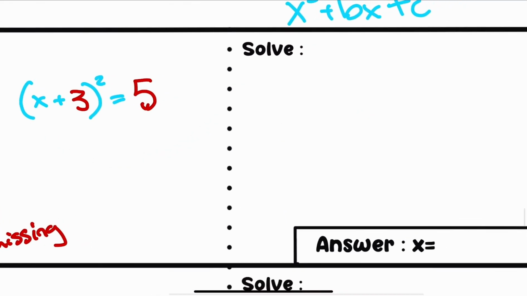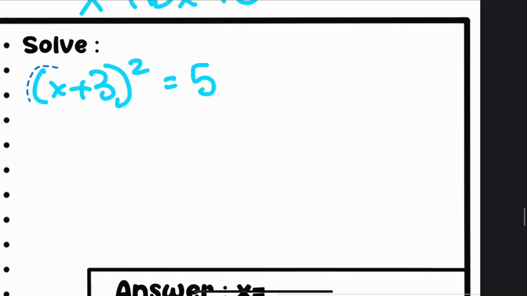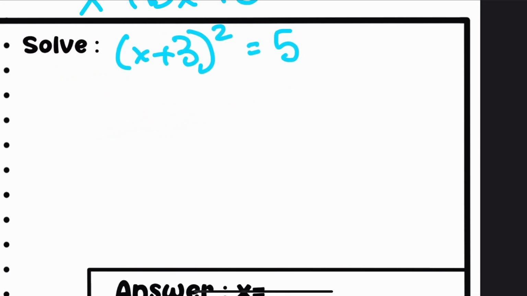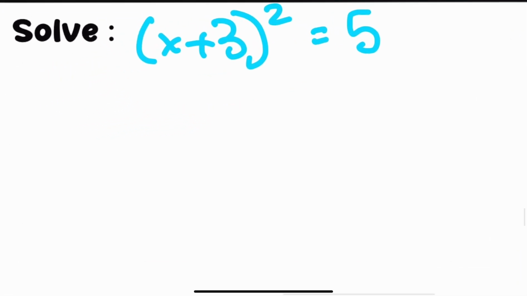So I had (x plus 3) squared equals 5. Okay. That has been copied down. It's the same thing. None of those numbers changed. I'm just going to take that, put it over here. Our next step is going to be actually solving this, like getting that x by itself.